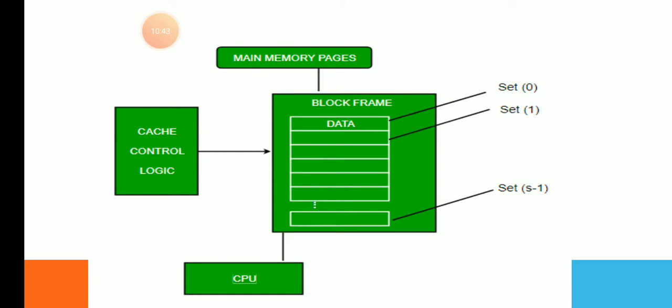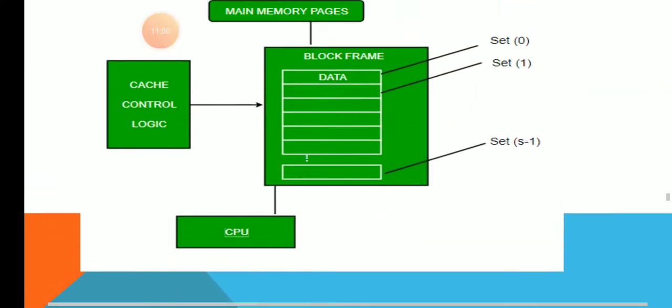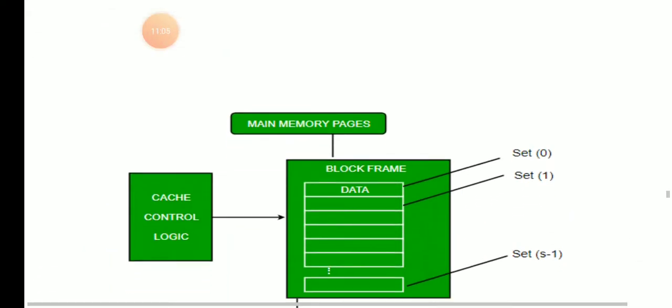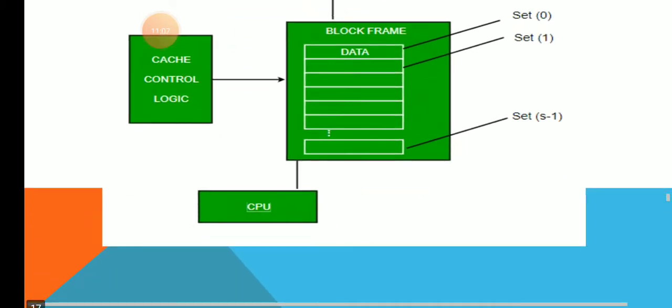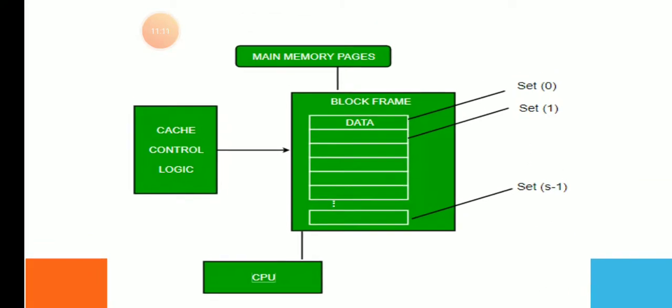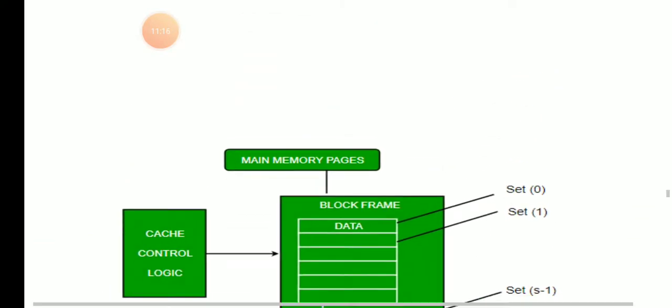In main memory, pages have one frame, and in that frame you have data. So in the block frame you have data, then set 0, set 1 up to set s minus 1. Then you have the cache control logic and the CPU. Whatever we have discussed in the above points comes under this diagram. There is only one mapping for each line, so one line comes from each memory location.